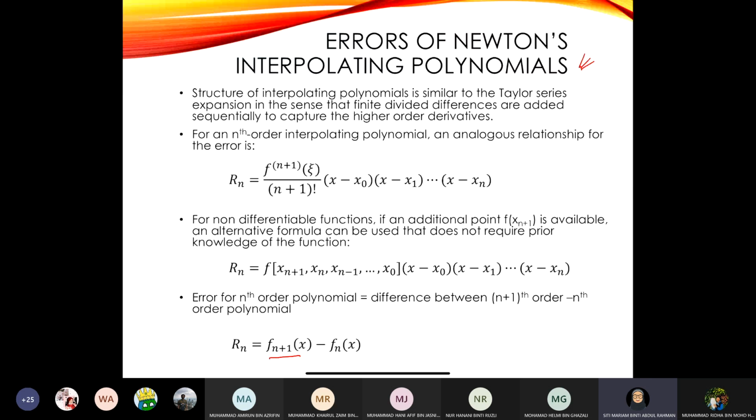So kalau kita buat sampai first order, so kita cari function satu, first order. So in order for us to find the error, we have to find the function at second order, and then kita tolakkan dengan function at first order. So that is the error of the nth order polynomial.